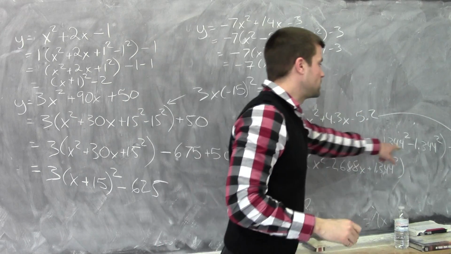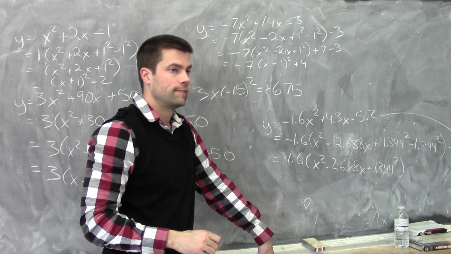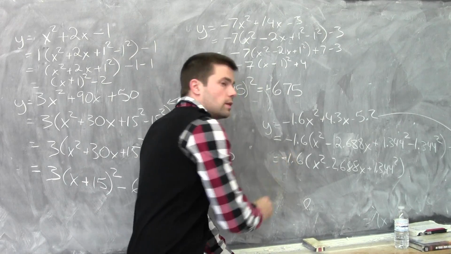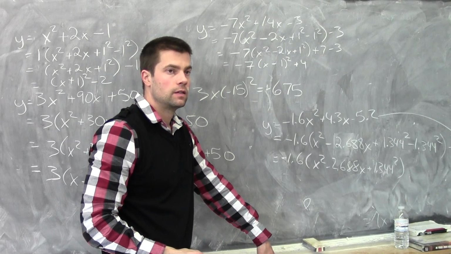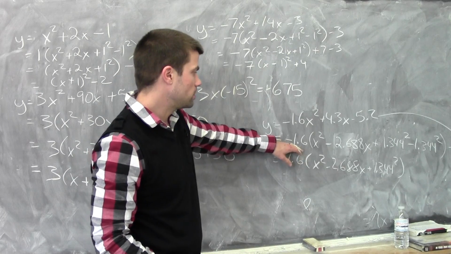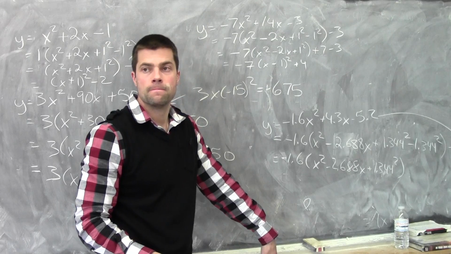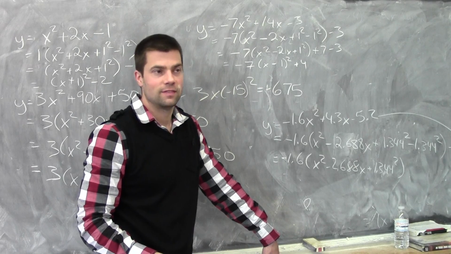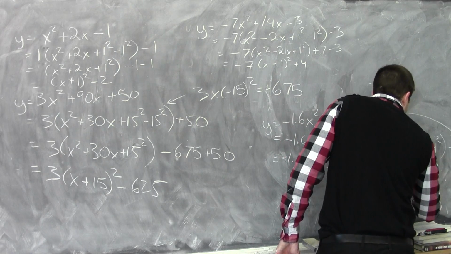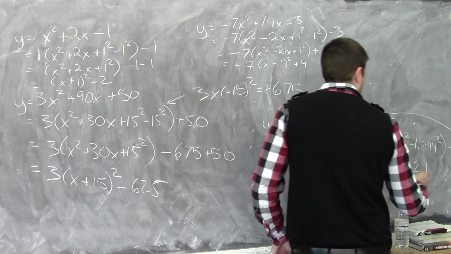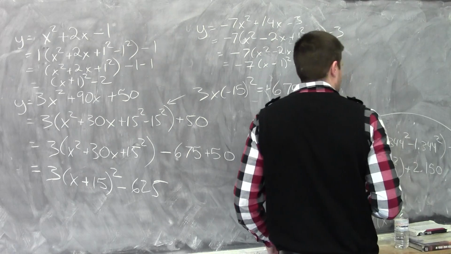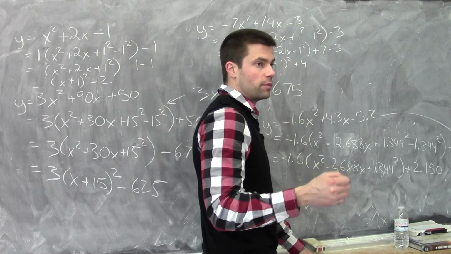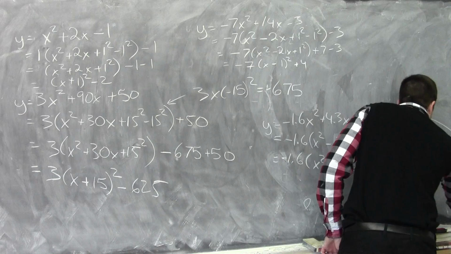So what is negative 1.6 times negative 1.344 squared? Calculator? Somebody? Right here. This times this. 2.1504. Yes. So positive 2.1504. No, it wouldn't be negative, right? Because it's a negative times a negative, so it would be positive. And then finally, minus 5.2 on the end.